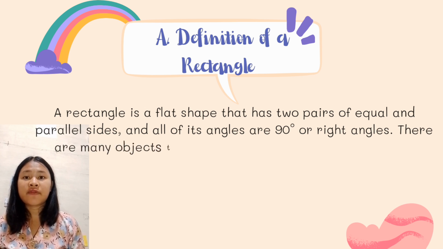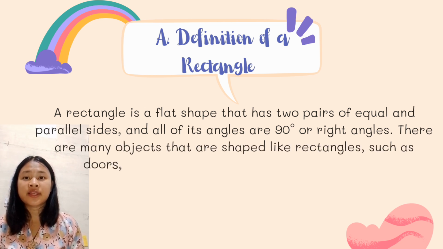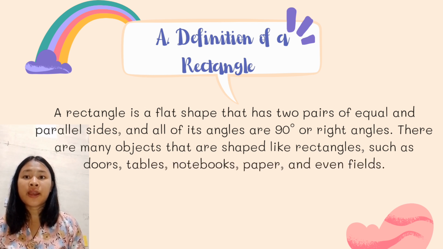A rectangle is a flat shape that has two pairs of equal and parallel sides and all of its angles are 90 degrees, or right angles. There are many objects that are shaped like rectangles, such as doors, tables, notebooks, paper, and even wheels.